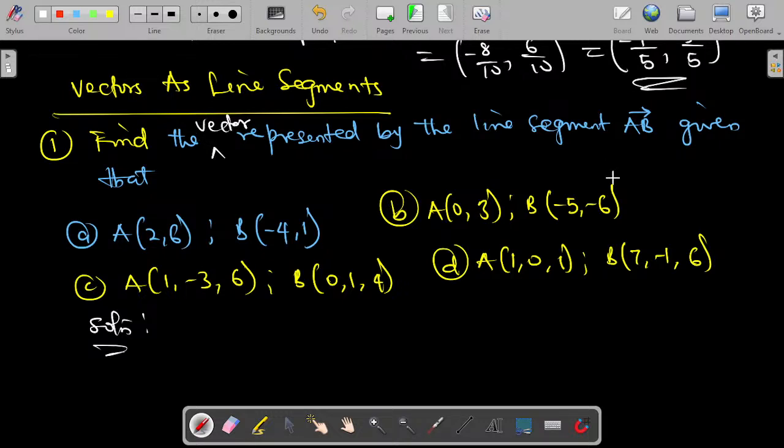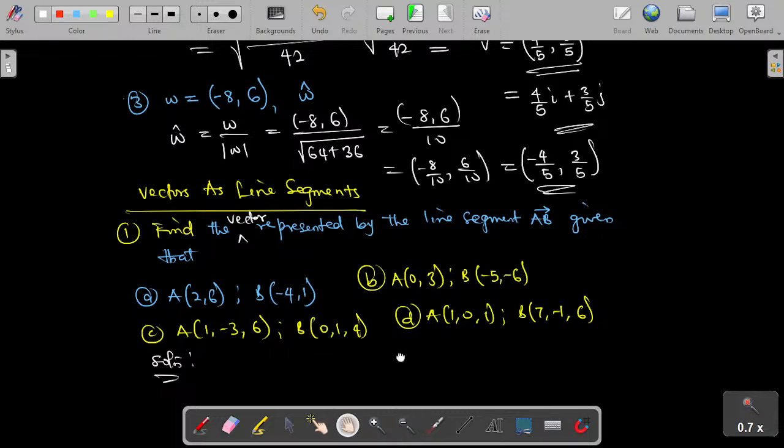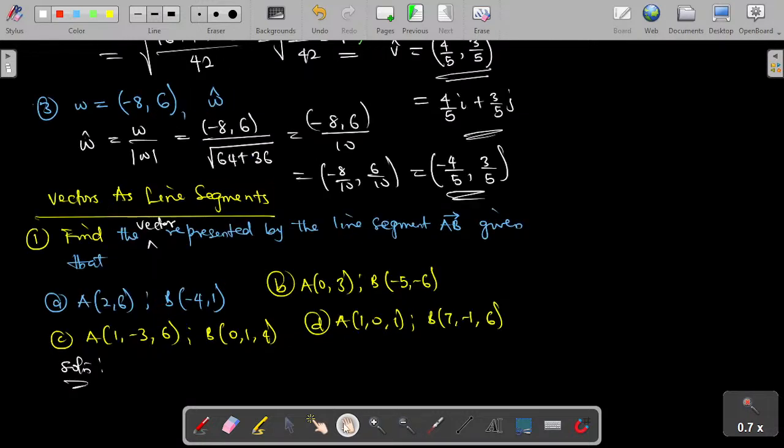Find the vector that is represented by the line segment AB. Now, what do we mean by line segment? Of course, you can see that all these things are points. All of these are points that we can plot on a Cartesian plane. For AB, we can plot A and B in a Cartesian plane because they are 2 coordinates.